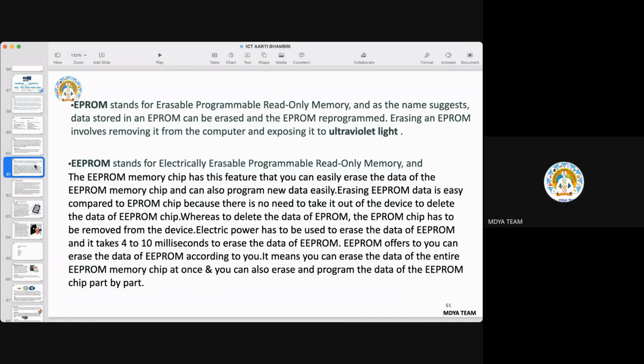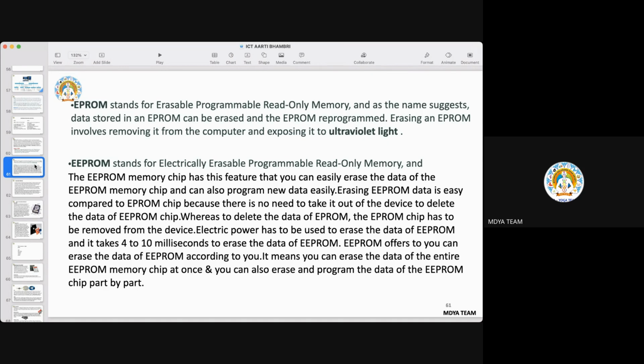Now, this erasing of this ROM involves removing it from the computer and exposing it to UV lights. So it's not a user part. It's a workstation or substation or a company's part. If you want a certain set of computers to be redesigned as per your requirement or need, then such things have been done.